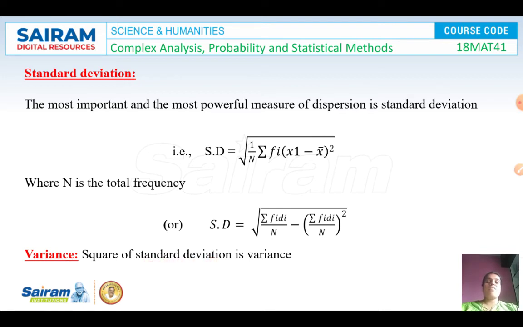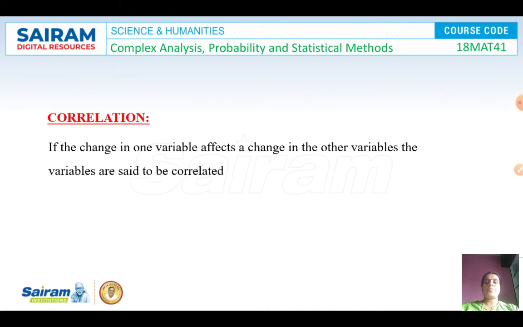The square of the standard deviation is variance. So these are all the other basic definitions, the basics of statistics, which you must know. Now let us see what correlation is. Correlation has been discussed in this module particularly.